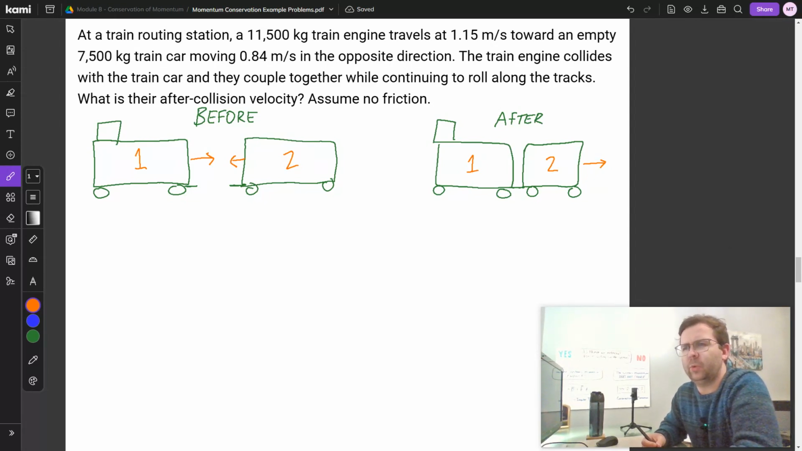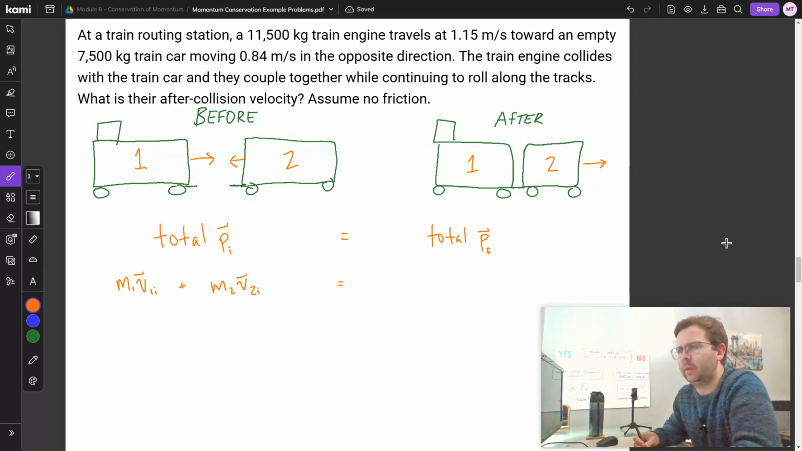And then I'm going to assume that there's no friction. So this system of the two train cars is an isolated system, which means that the momentum should be the same before and after the collision. We shouldn't lose any momentum because it should stay conserved. So the total initial momentum is equal to the total final momentum. To find the total initial momentum, we're just going to do the mass times velocity of the first cart initially, plus the mass times velocity of the second cart initially.